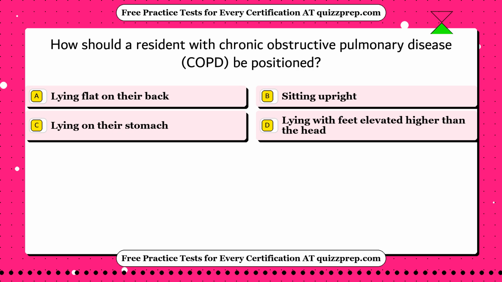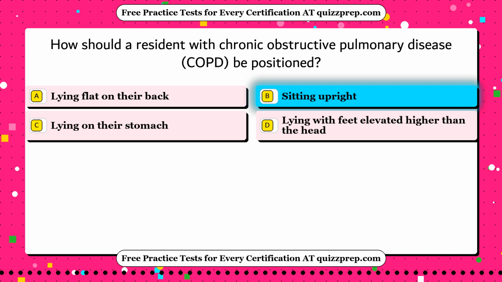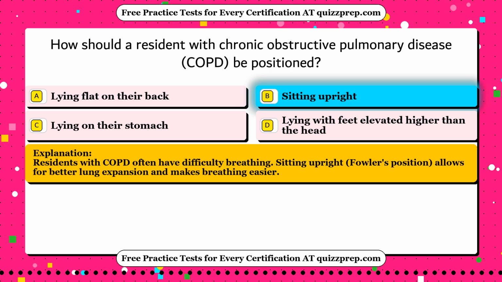Question 6. How should a resident with chronic obstructive pulmonary disease, COPD, be positioned? Option A, lying flat on their back. Option B, sitting upright. Option C, lying on their stomach. Option D, lying with feet elevated higher than the head. The correct answer is Option B, sitting upright. Residents with COPD often have difficulty breathing. Sitting upright, Fowler's position, allows for better lung expansion and makes breathing easier.